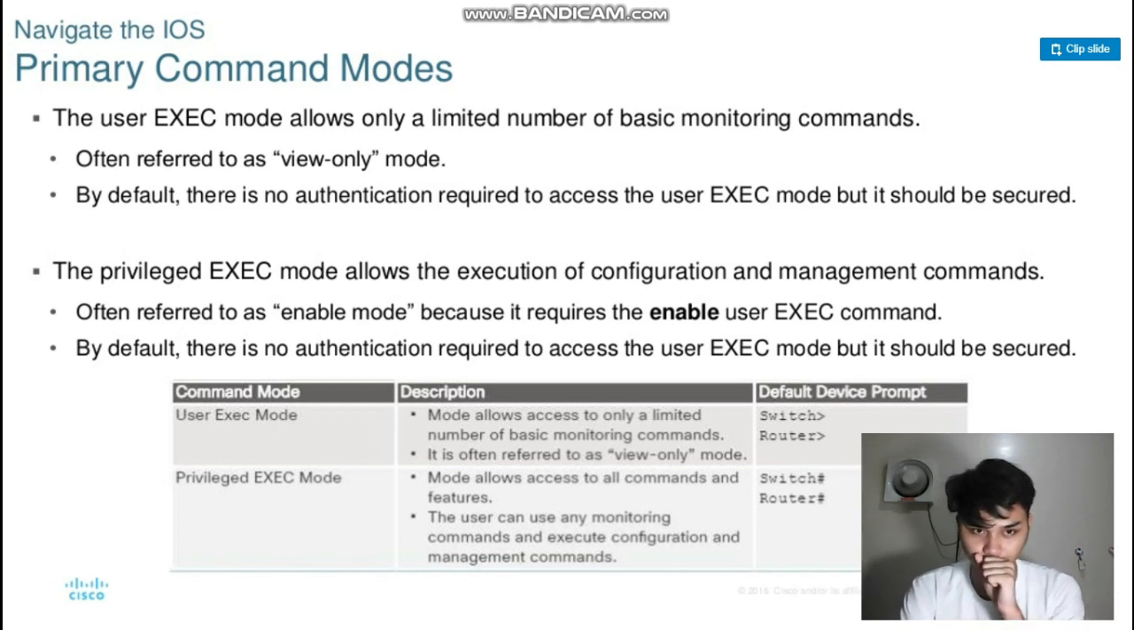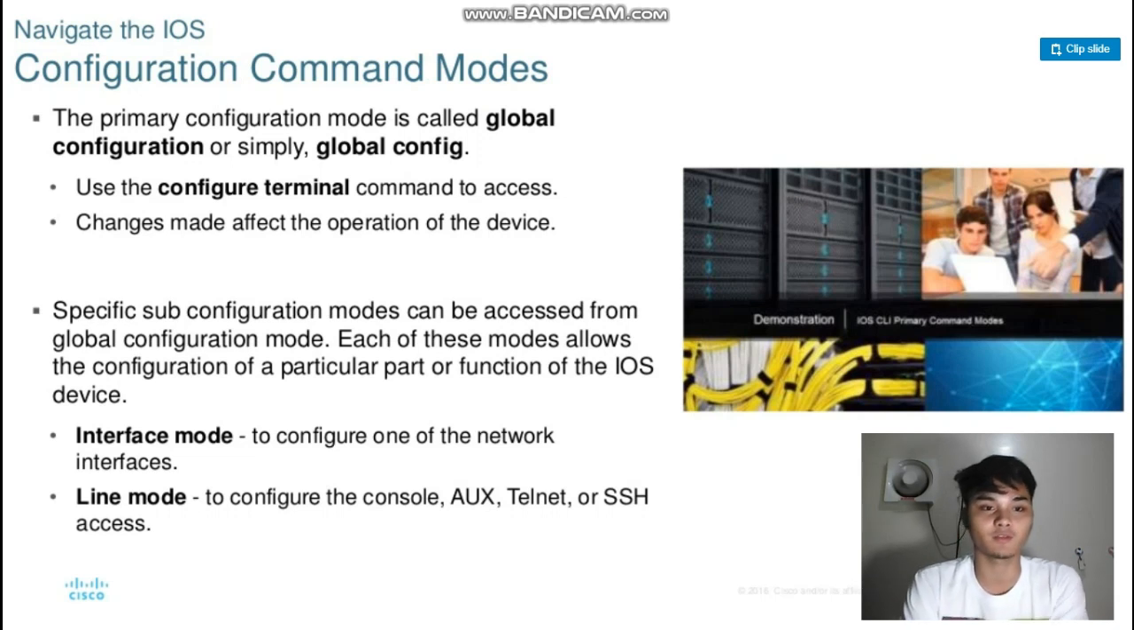So let's proceed to configuration command modes. The primary configuration mode is called global configuration, or simply global config. It uses the configure terminal command to access, and changes made affect the operation of the device. Specific sub-configuration modes can be accessed from global configuration mode: interface mode and line mode, to configure one of the network interfaces and to configure console, AUX, Telnet, or SSH access.